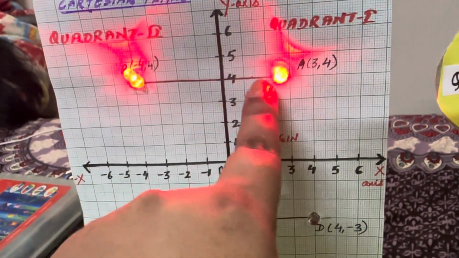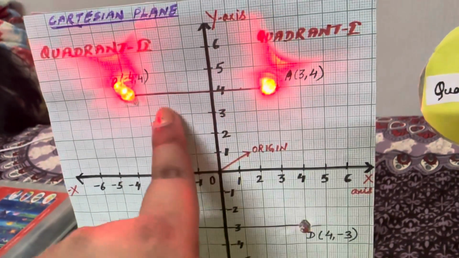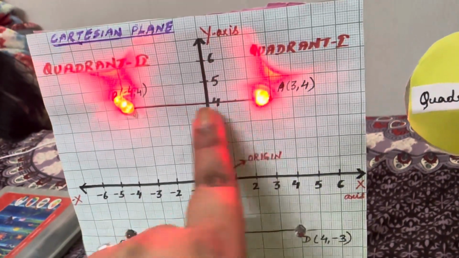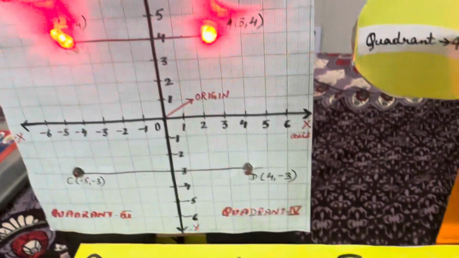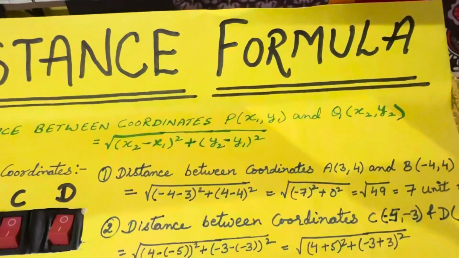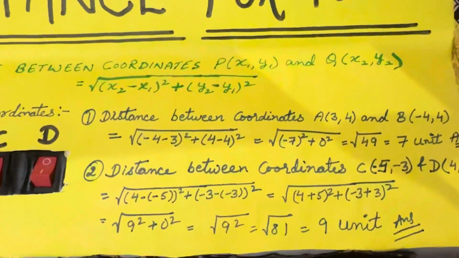So in this Cartesian plane we can see that there are 7 gaps. It means there are 7 boxes between the 2 coordinates. So it means the distance between these 2 coordinates is 7. We can clearly see this, and this is how we can derive this answer.